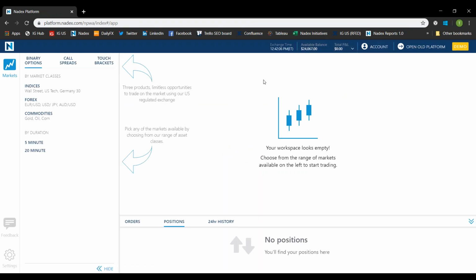And you'll see the new Nadex experience. Much cleaner, very simple to follow. The products and market classes over here on the left, my workspace, which will be my charts right in the center, my account orders, positions, what have I done down below, and an order ticket will pop up on the right. Now, if you don't have a Nadex account, notice up here, I am in a demo account.